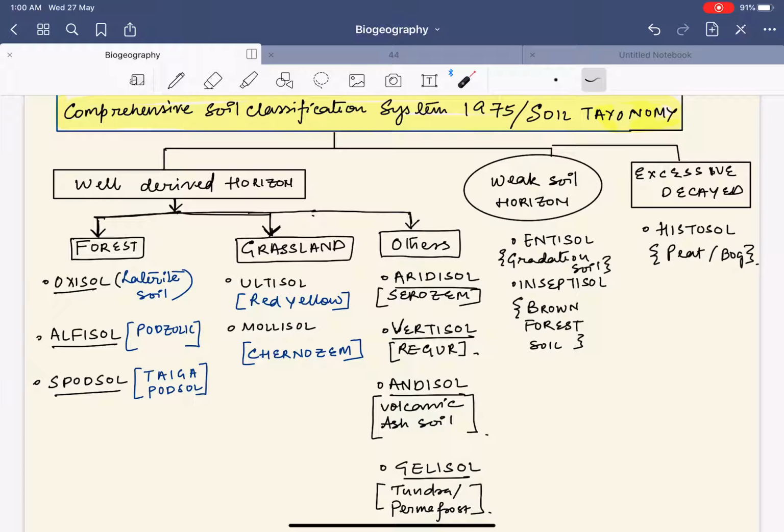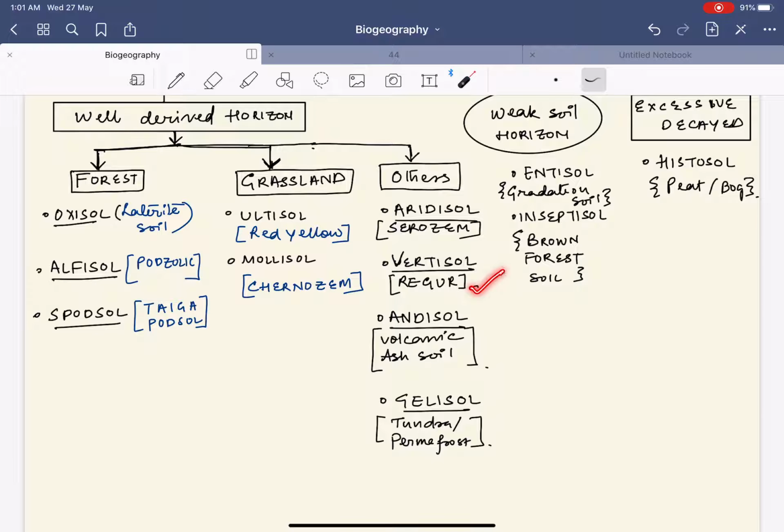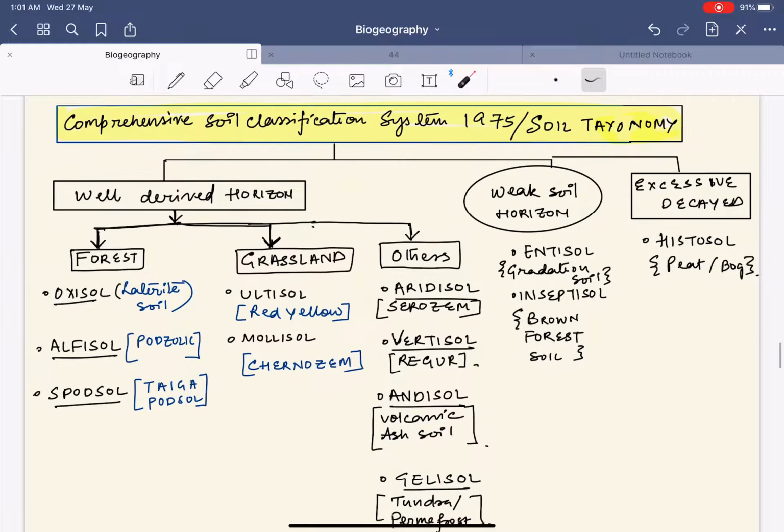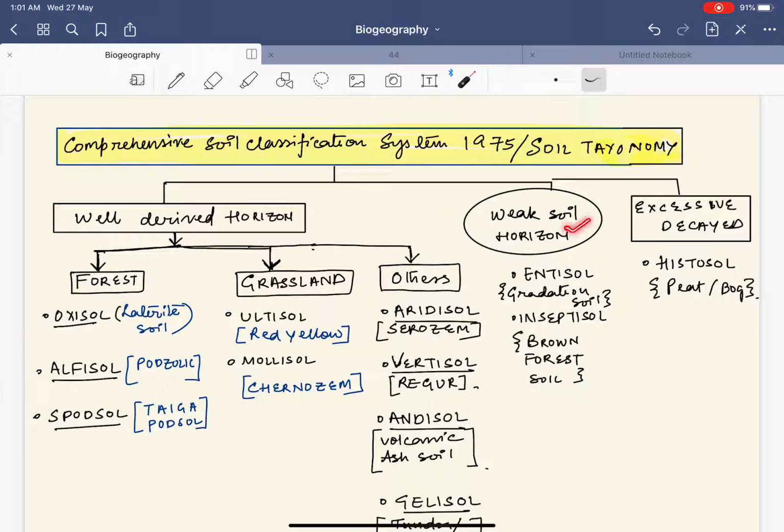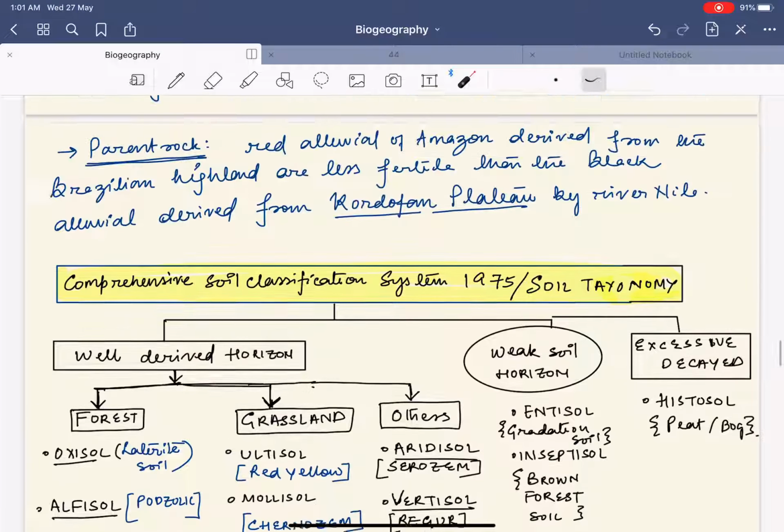Again, within this head, we have the others, that is the aridisol. Aridisol is nothing but your serozem. We have the vertisol, it is nothing but your regur. We have the andisol, which is nothing but your volcanic ash soil. We have the gelisol, that is nothing but your tundra or the permafrost soil. We have the weak horizon. Within this weak horizon, we have the entisol, it is nothing but your gradational soil. Inceptisol, it is nothing but your brown forest soil. Next, we have the excessive decay. It's nothing but your histosol or the peat bog soil.